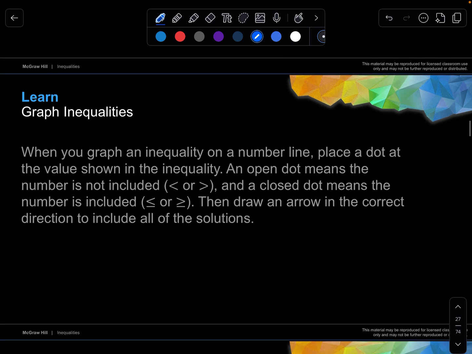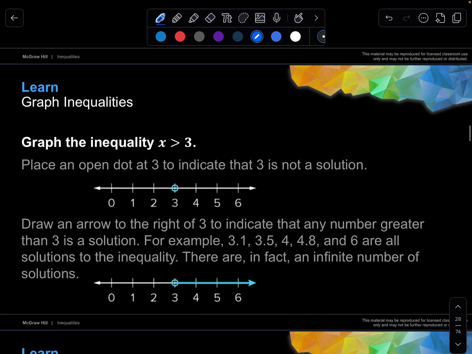So the steps that we use when we are graphing an inequality, we're going to place a dot at the value shown on the inequality. Now an open dot, which is like a circle, means the number is not included. A closed dot, which is this filled in circle, means the number is included. So you need to be very careful to make this distinction on whether you're using an open dot or a closed dot. And then you're going to draw an arrow in the correct direction which shows us all the solutions. So let's take a look at this.